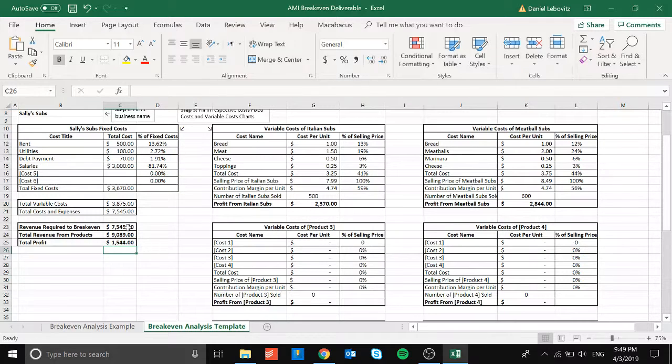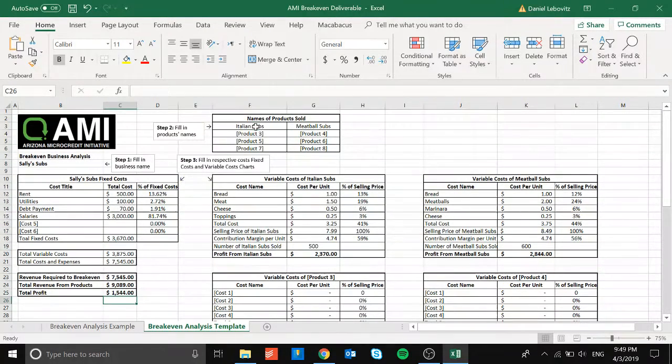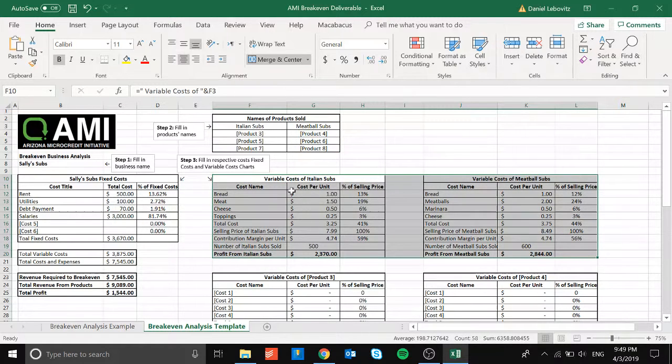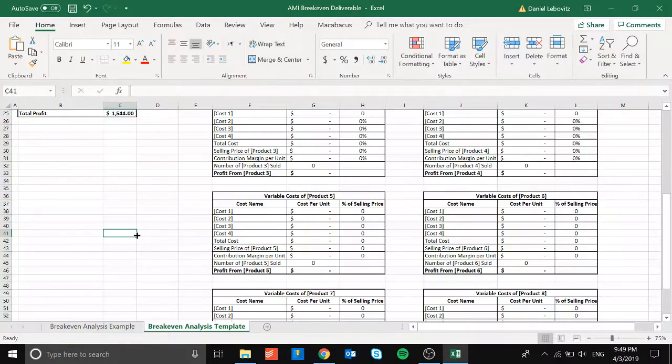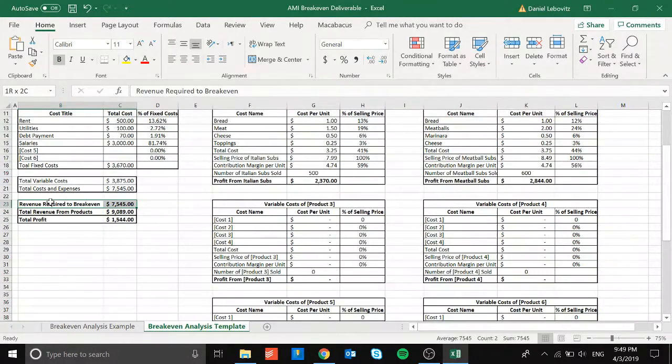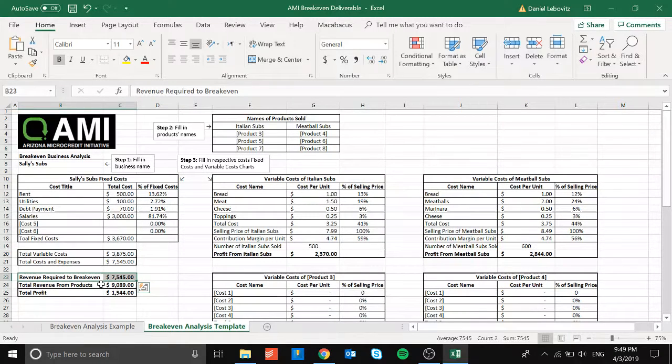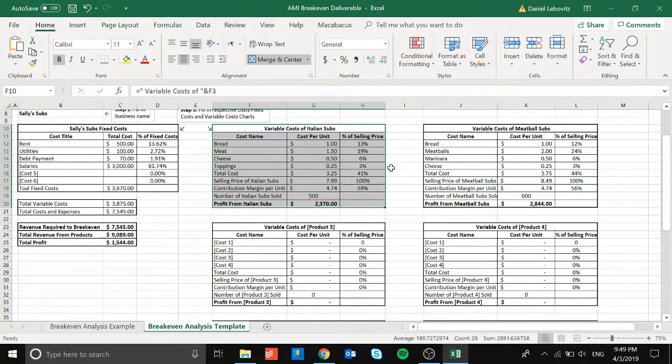Okay, so this is how everything flows through from our product names to the variable cost per product into these cells here. Now, the cell that we do want to focus on is B and C23, the revenue required to break even. This is the whole idea of this template. So hopefully you are able to input your information, your fixed costs, your variable costs for every single product, and calculate what your revenue required to break even is.